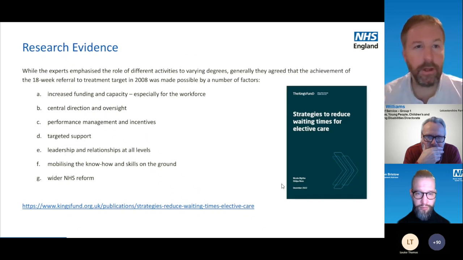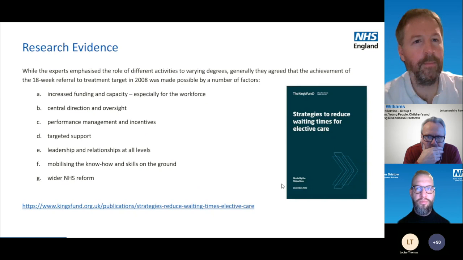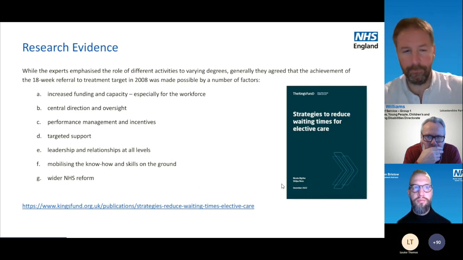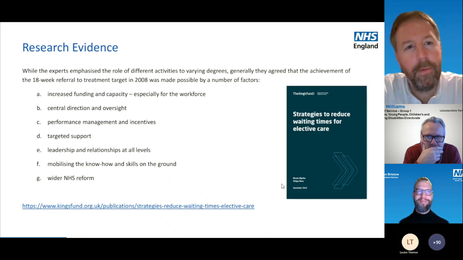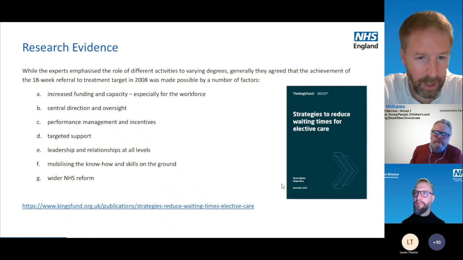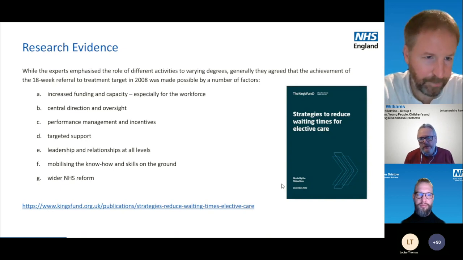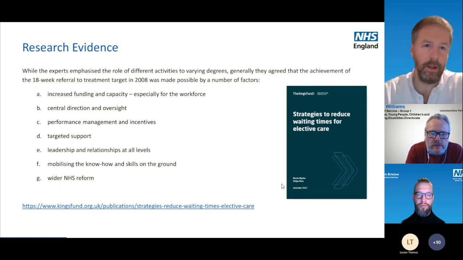Just to show that this isn't something that's completely made up, although as Simon said, it's been well used in elective care for at least 20 years. Regrettably, I've been doing it for almost that long as well. But there's also some recent research evidence which supports the key factors in terms of delivering shorter waits for patients. There's the report from the King's Fund that came out just before Christmas and talks about what the key factors were in the delivery of 18 weeks.